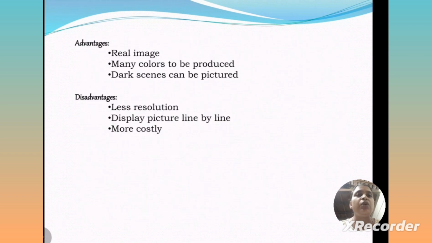So what are the advantages of this Raster-Scan display? It is going to produce real images, many colors can be produced, and dark scenes can be pictured. The disadvantages are that it has less resolution, it displays the picture line by line, and it is more costly.